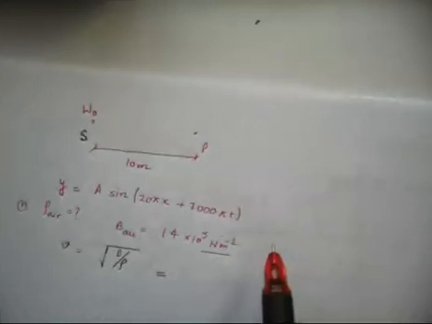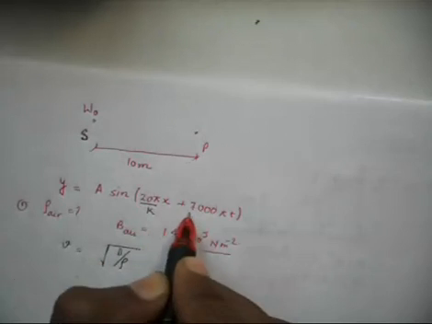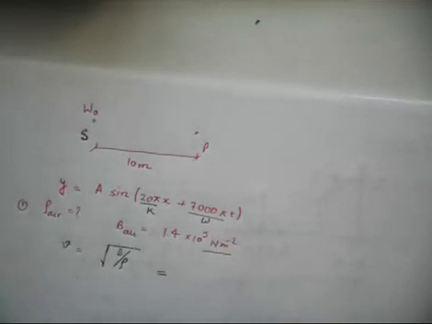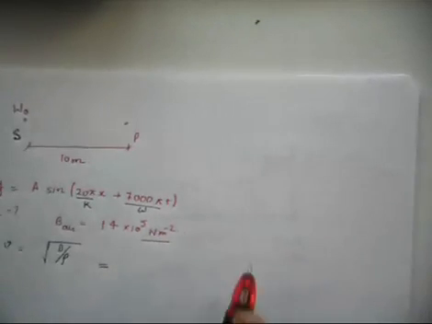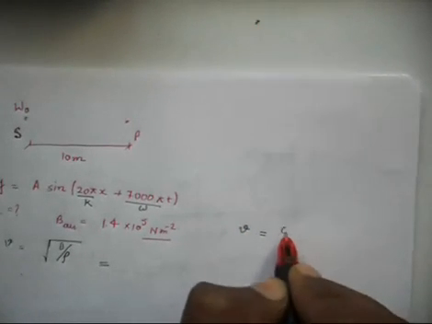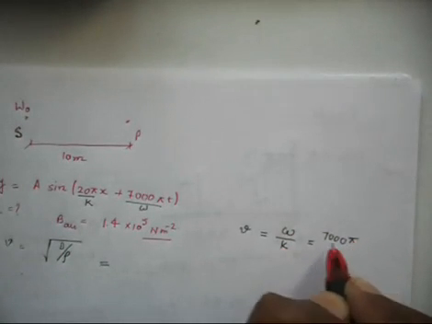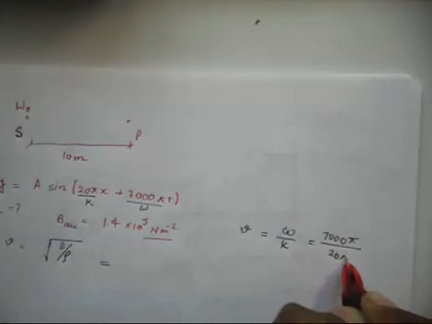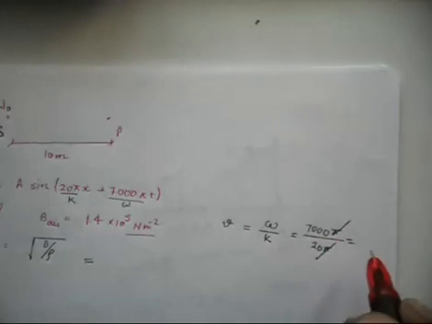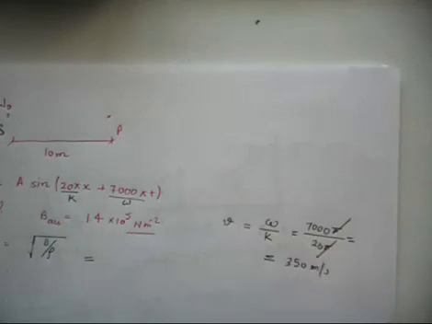So what is the velocity? This term is k, this is omega. So velocity is given by omega by k. Omega is 7000 pi and k is 20 pi. So pi cancels off, and this comes out to be 350 meter per second. 700 by 2, that is 350 meter per second.